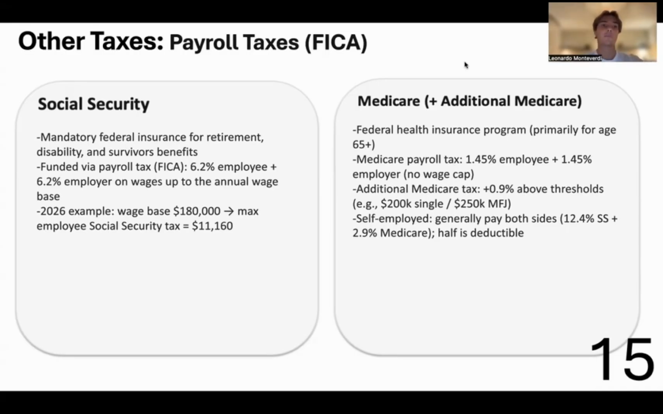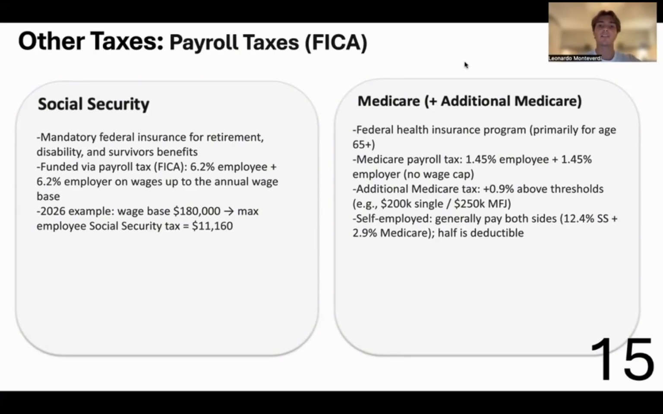Hi, everyone. I'm going to be going over the other taxes section of Chapter 4, starting with payroll taxes. First being Social Security. Social Security is a mandatory federal insurance program, and it provides benefits tied to retirement, disability, and survivors benefits. It's funded through payroll taxes, which for most employees, the Social Security portion is 6.2% paid by the employee, and then another 6.2% paid by the employer.